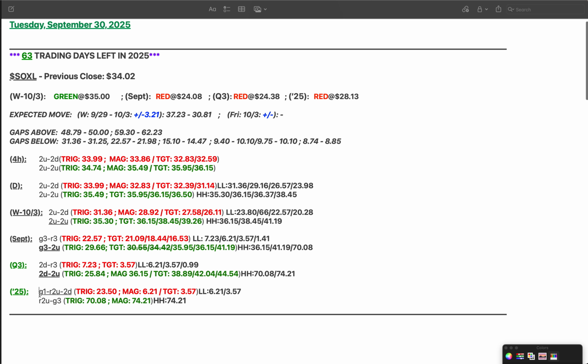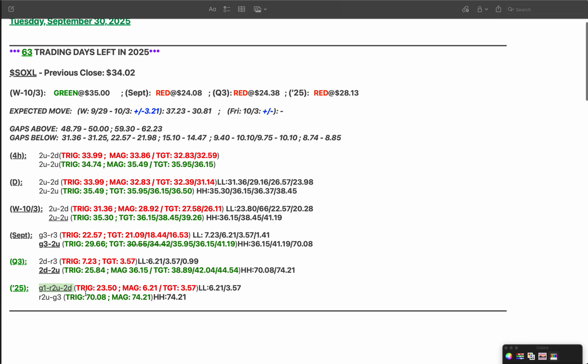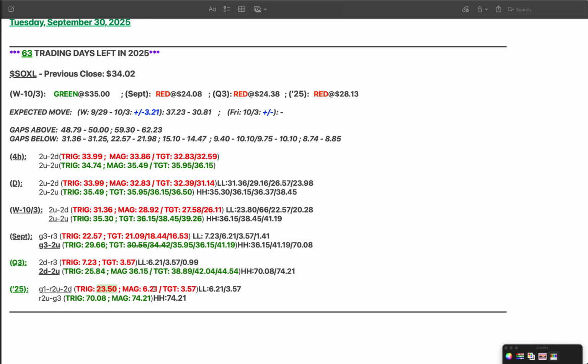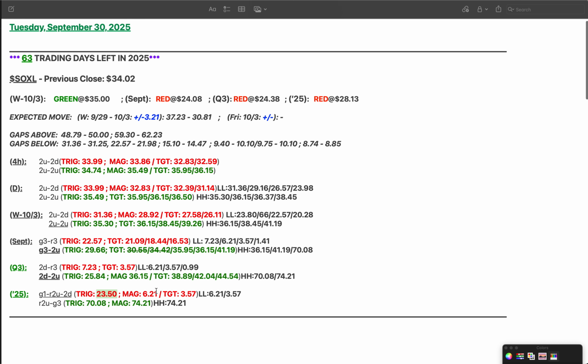And again, the year has turned around. It did trigger the 1, 2 up, 2 down at 23.50, but it didn't quite reach magnitude. It only got to that 7.23. So we're looking at a higher low on the year perspective. We flip back green, as we can see from the year flip up here. We're above 28.13, so everything's looking good for a turnaround on the year perspective. So that's all we have here for your triggers and targets.